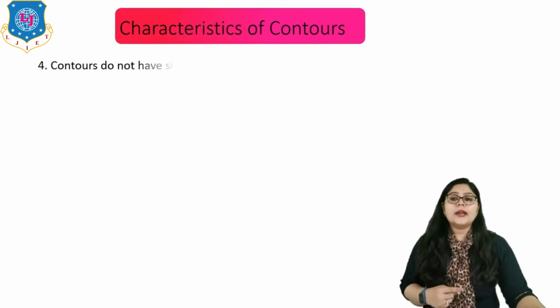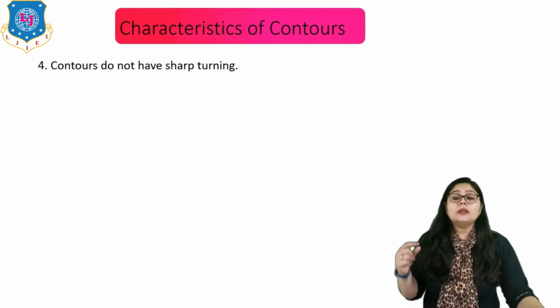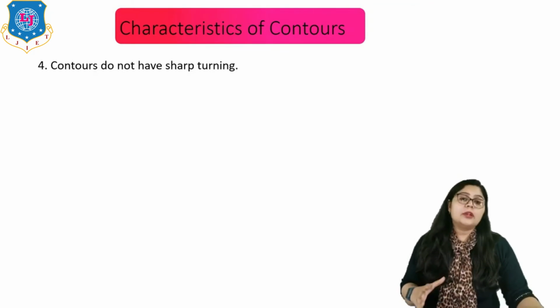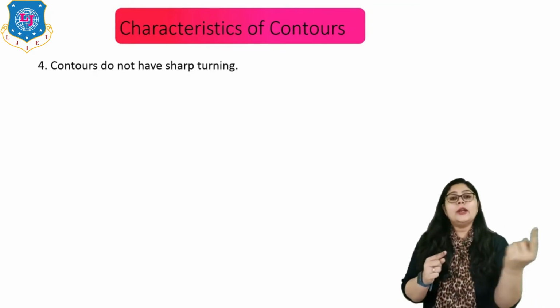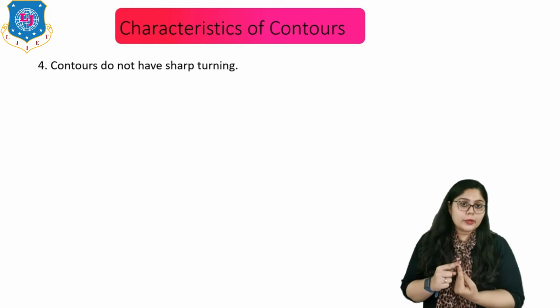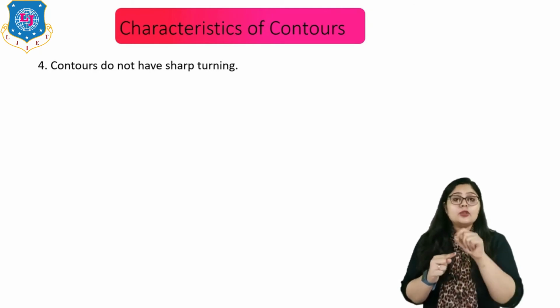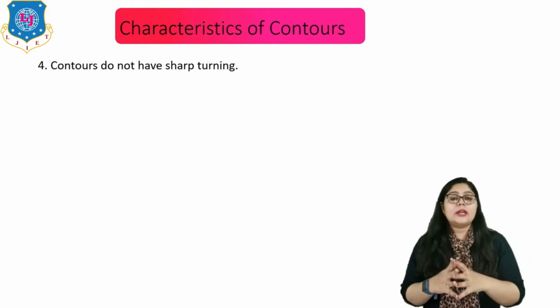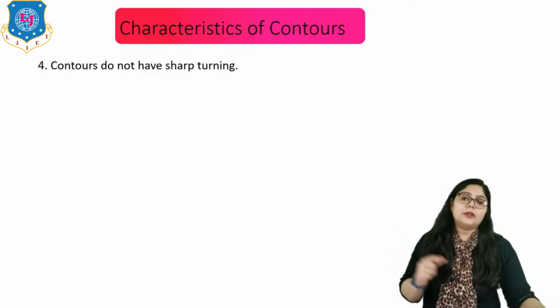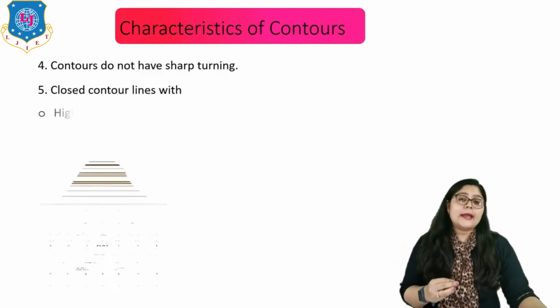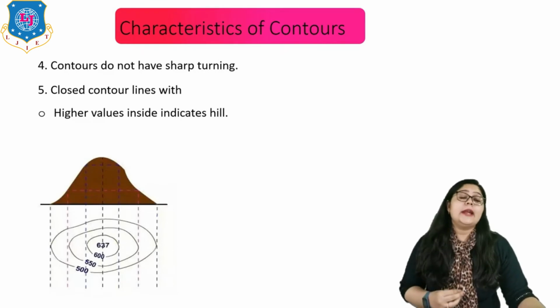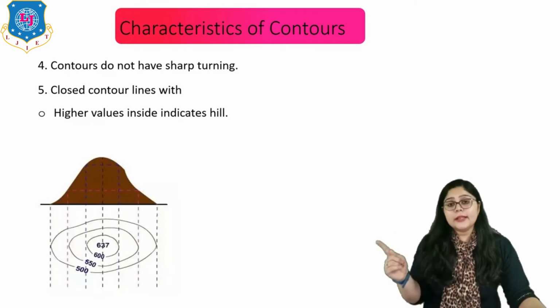Now the fourth characteristic is that contours do not have sharp turnings, because we are trying to connect a closed contour loop, but we are not joining the points with angles, so there is no possibility of sharp turnings, right? Closed contour lines with the higher value inside always indicate that it is a hill.